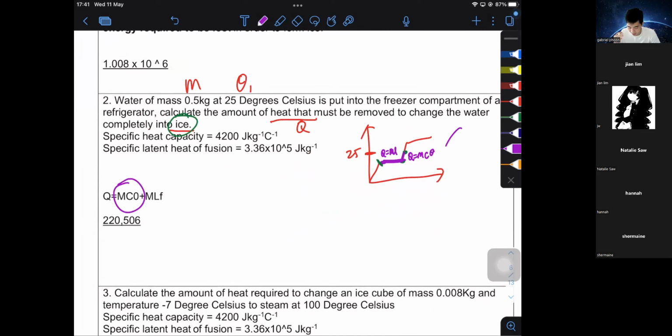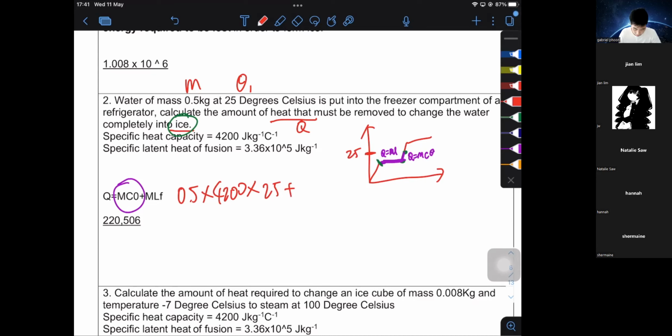From here, once I have identified what I'm looking for, it's just a matter of substituting everything into the formula, right? Q equals MCθ. The M will be 0.5. The C will be 4,200. The θ in this case will be 25 degrees Celsius because it's ice, right? Ice is going to be... so it's not negative, sorry, just 0 degrees Celsius.